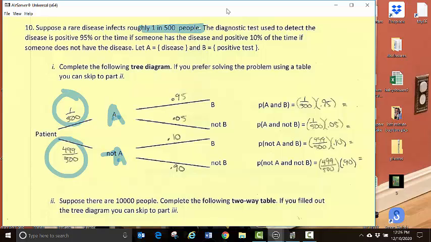The diagnostic test used to detect the disease is positive 95% of the time if someone has the disease. That's a typo. So hey, look, you have the disease. So 95% of the time it tells you yes, you are positive for the disease, which means 5% of the time it tells you no. They lie to you. That's a false negative. Okay, and positive 10% of the time if someone does not have the disease. Okay, not the disease. And 10% of the time that's a false positive.